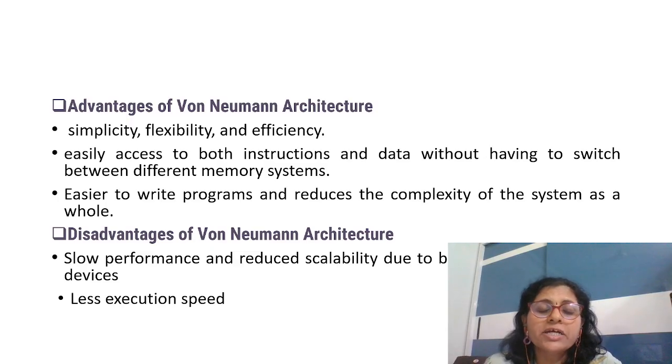The time to read data from the memory, or memory access time, is more, and because of that the execution speed is also reduced. These are a few disadvantages of the Von-neumann architecture. In spite of this, because of its simplicity and flexibility, it is a popular architecture for microprocessors like the x86 family. So thank you very much.